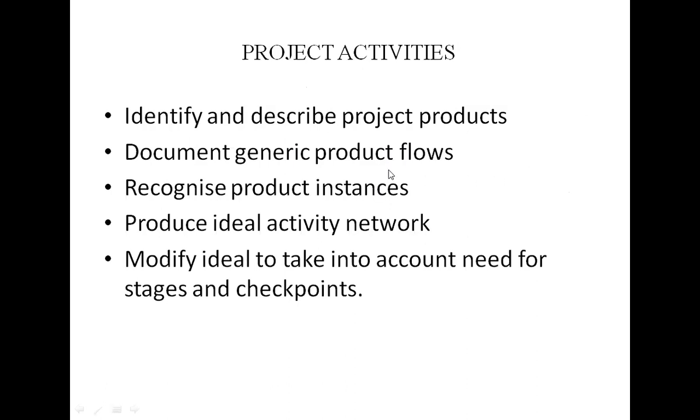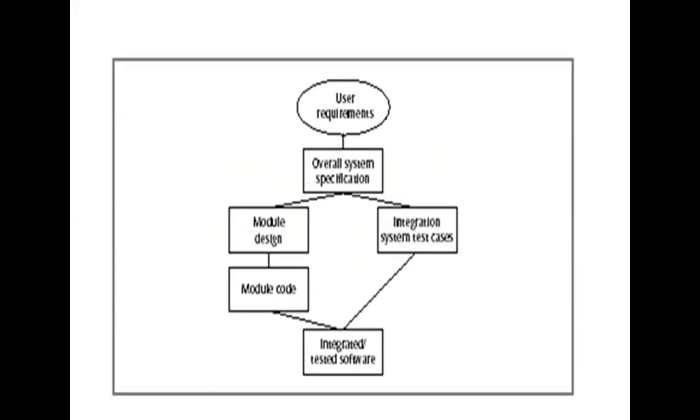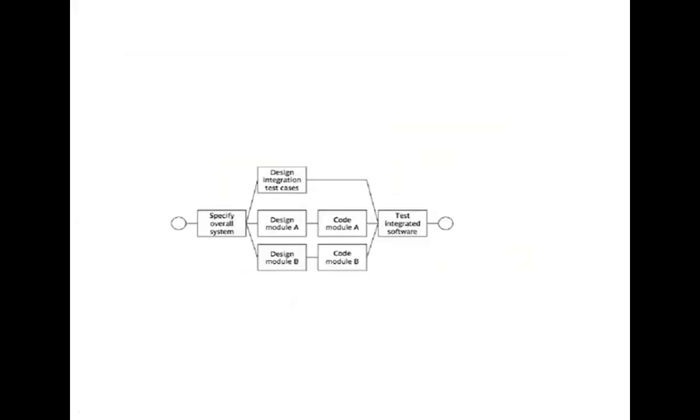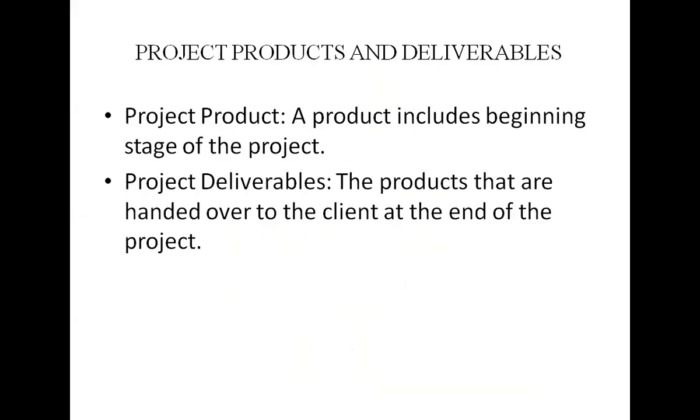Identify and describe project products and document generic product flows, and recognize product instances, and produce an ideal activity network, and modify the ideal to take into account needed checkpoints. Here, identify and describe project products. I already discussed flowcharts. This is the flowchart. I explained this procedure once again, and I will also explain this flowchart regarding step 1, identify. So all these topics I will discuss tomorrow.